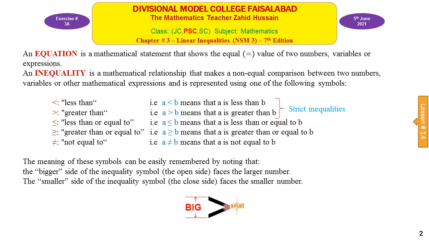If you reverse this, flip this inequality sign, then the smaller side will be on the left hand side, and bigger side will be on the right hand side. So we will always read starting from the left hand side, the number on the left hand side and this symbol. If it is open towards the left hand side, it means this is greater than the number on the right hand side, and if this is closed from the left hand side, then this number on the left hand side is less than the number on the right hand side.